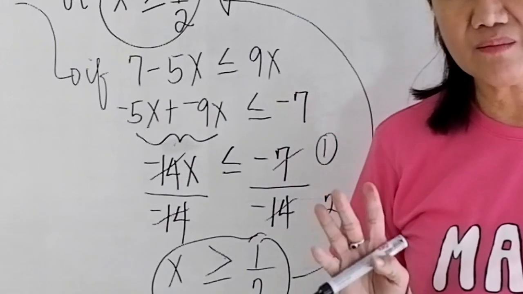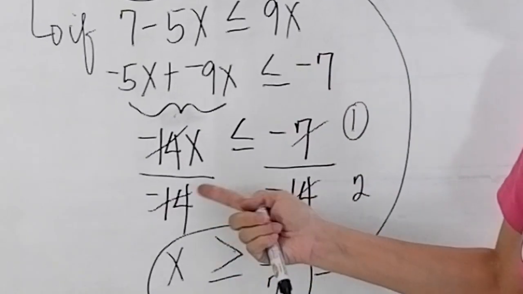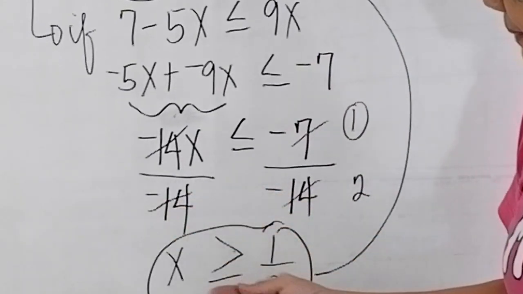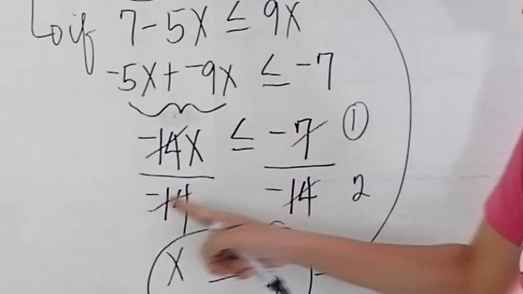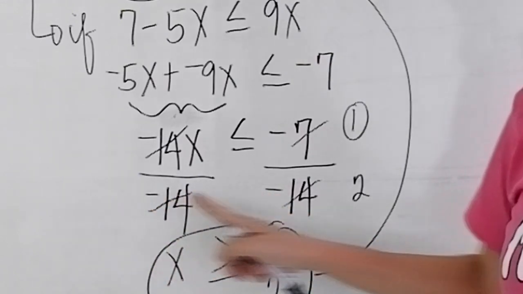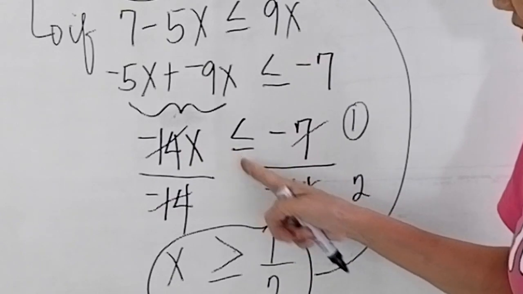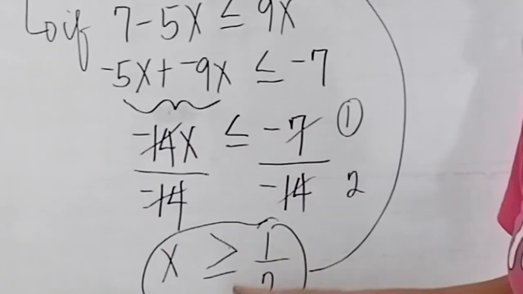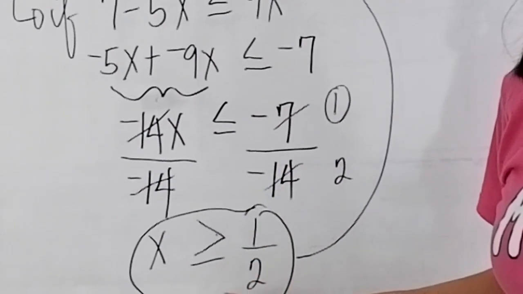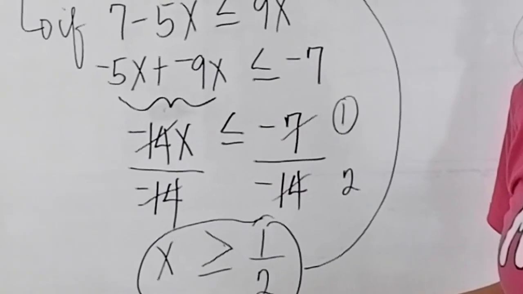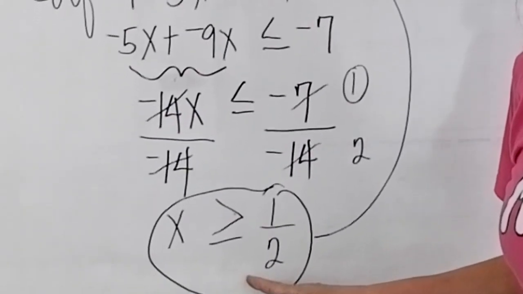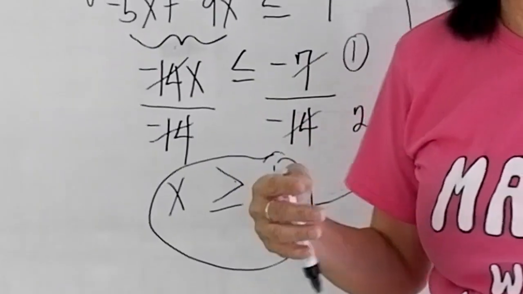Let me repeat that portion. Whenever you divide or multiply a negative number to both sides of an inequality, you reverse the inequality. The inequality reverses because of the multiplication property of inequality, which you learned in the past.